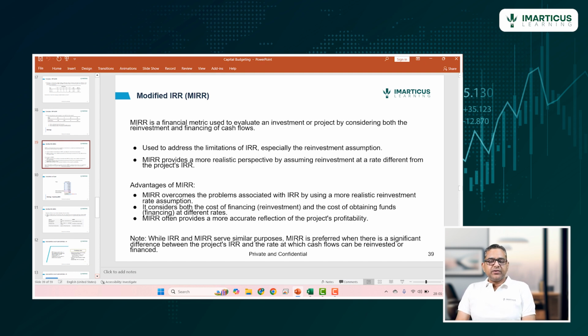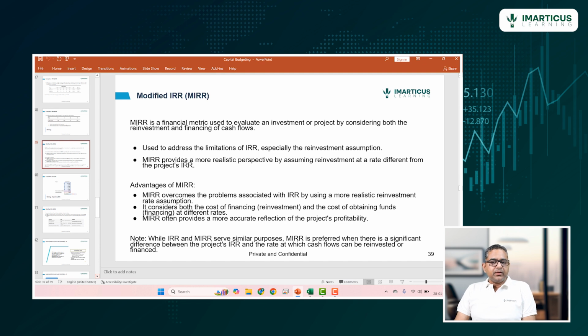MIRR, which is a financial metric used to evaluate an investment or project by considering both the reinvestment and financing of cash flows. It is used to address the limitations of IRR, especially the reinvestment assumption. MIRR provides a more realistic perspective by assuming reinvestment at a rate different from the project's IRR.